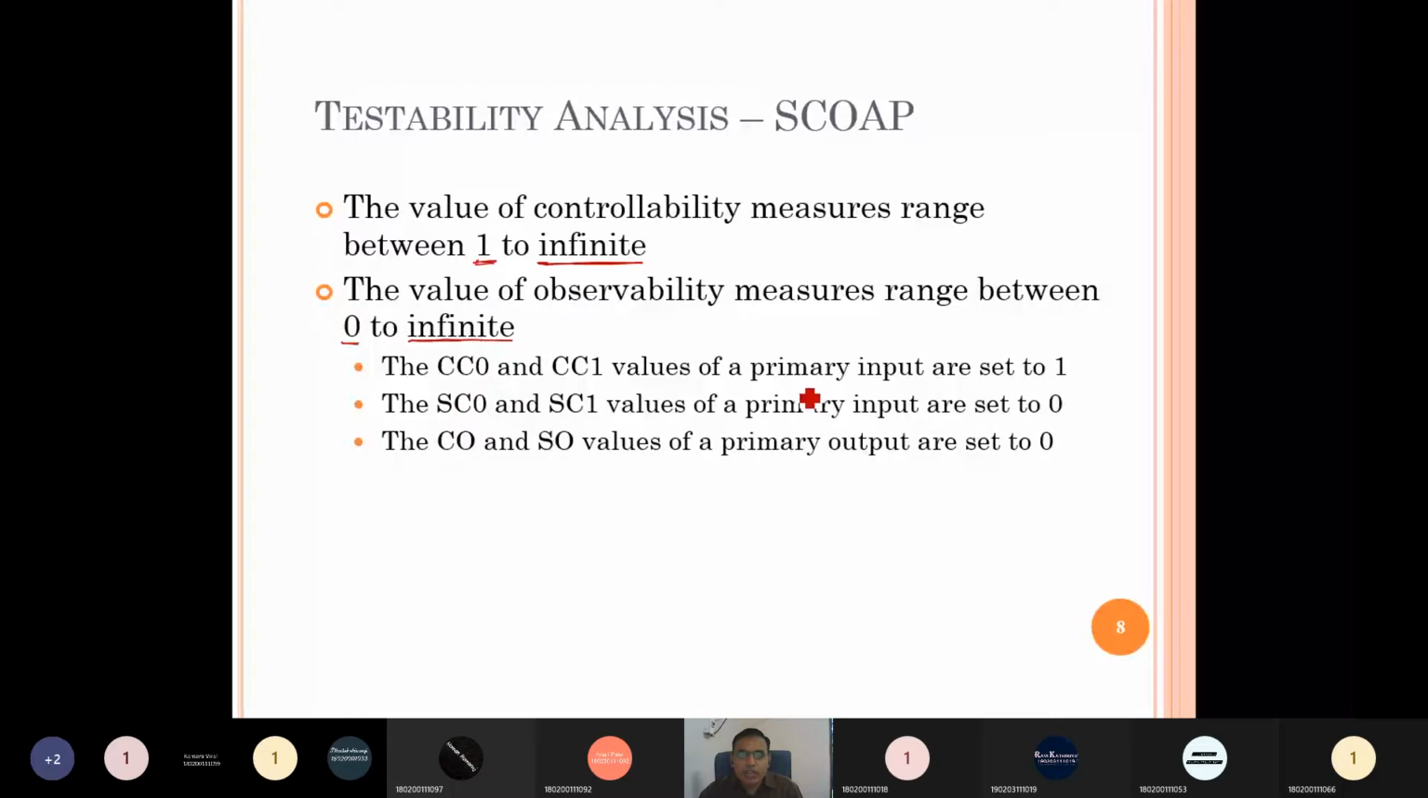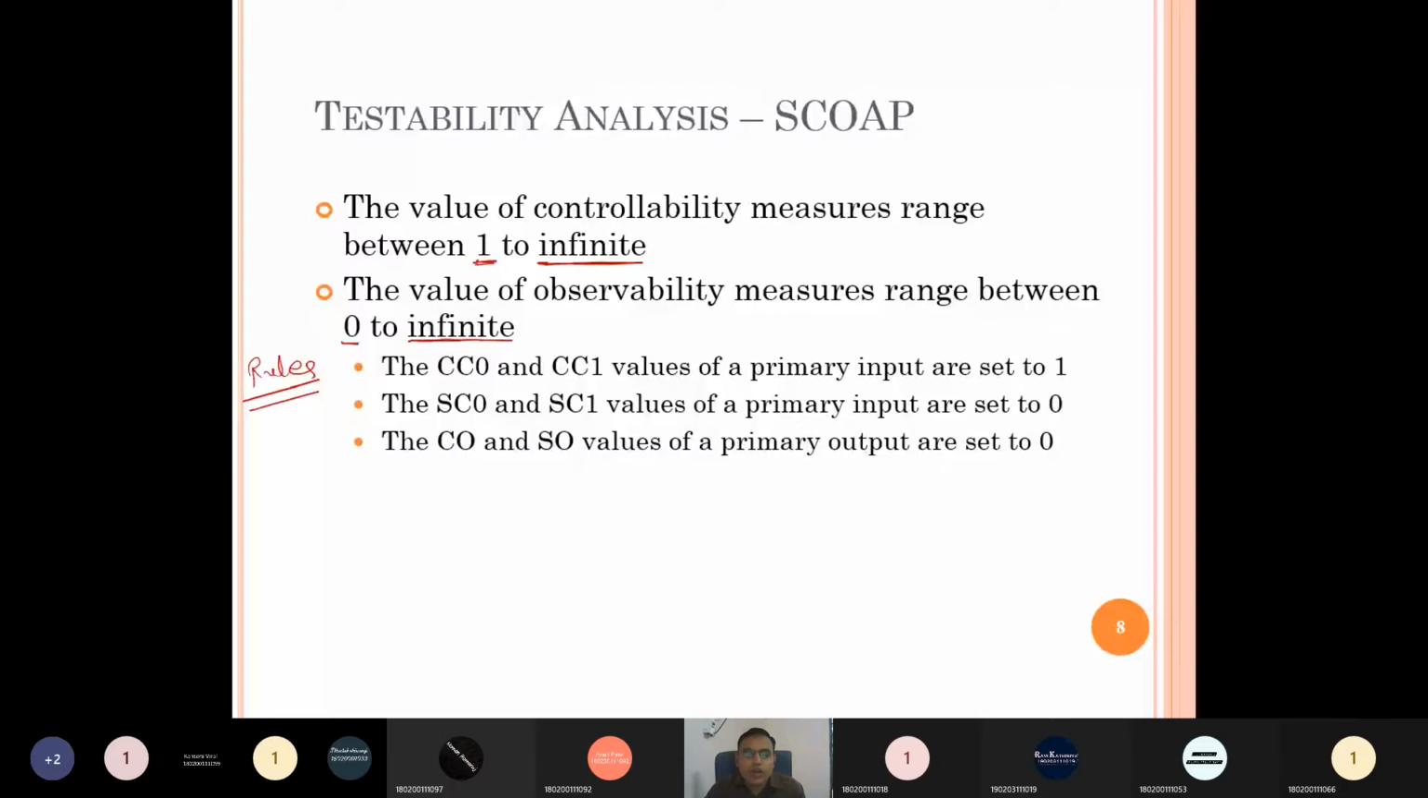SC0 and SC1 values from the primary input are set to be 1. So these are the rules when we start the testability analysis of any digital design. Like when you analyze any electronic circuit, we start with some rules, like applying Ohm's law or KCL when finding voltage and current. The same way, we find the controllability and observability.